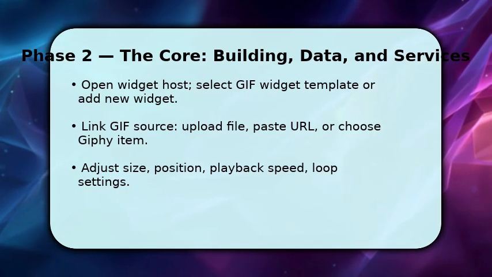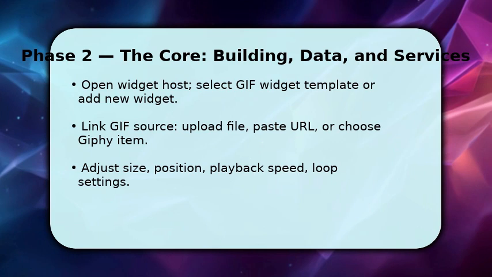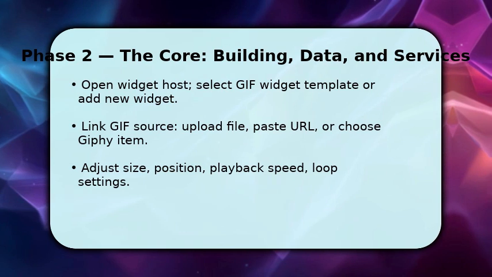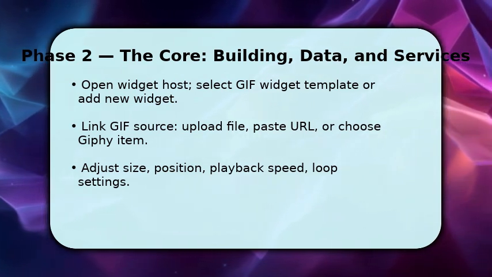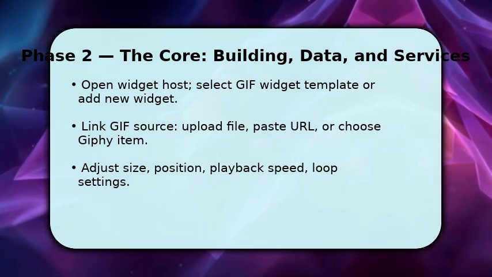You now open the widget host and add a GIF widget template. Templates set dimensions and behavior, which is why you pick the closest match. Then link the GIF source, upload the file, paste a direct GIF URL, or choose a saved Giphy item. This connects the visual asset to the widget.